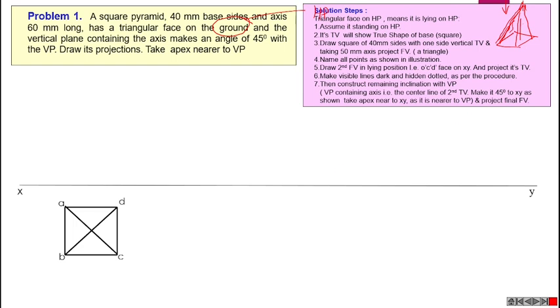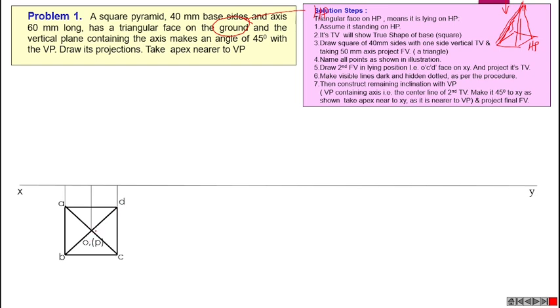When the pyramid is resting on HP, this is HP. Then in its top view, we can see the slant heights. If the entire base is on HP, we can easily see the slant heights in top view. Then we can mark those slant heights in top view and name them AO, BO, CO, and DO.